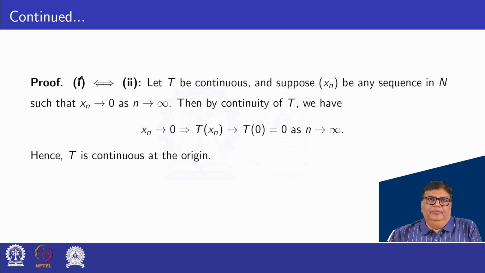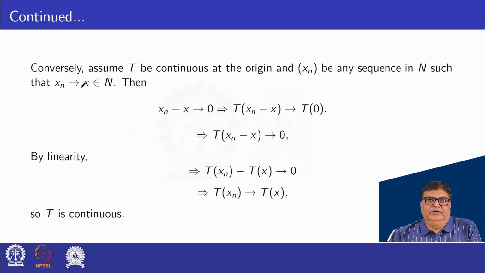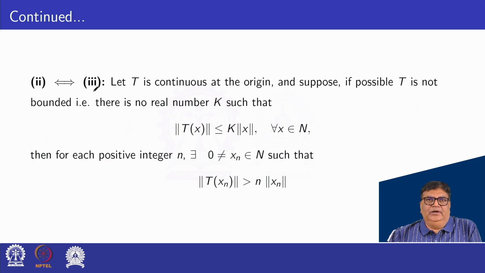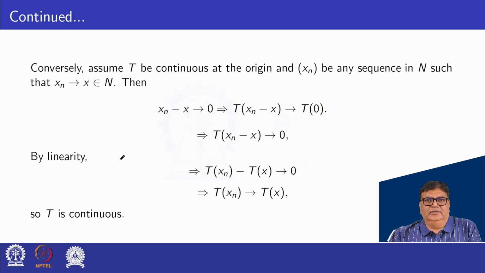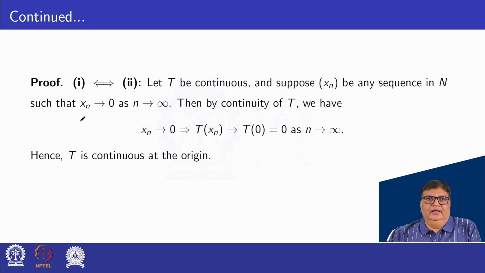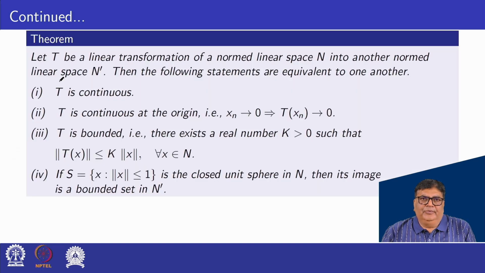Here we prove first to second and second to first. Similarly, second to third and third to second, and third to fourth and fourth to third. If we prove in this way, we can say that all conditions are equivalent. So let us prove first to second. Suppose T is continuous, then we have to prove T is continuous at the origin, and conversely, if T is continuous at the origin, then T is continuous everywhere.